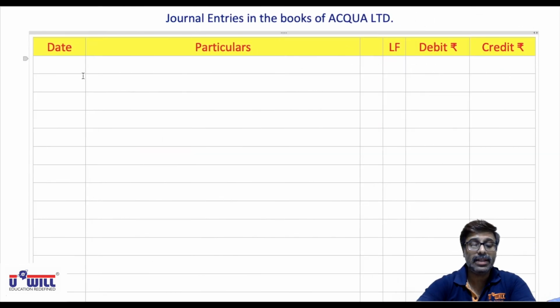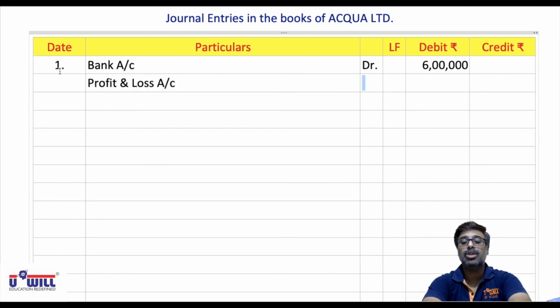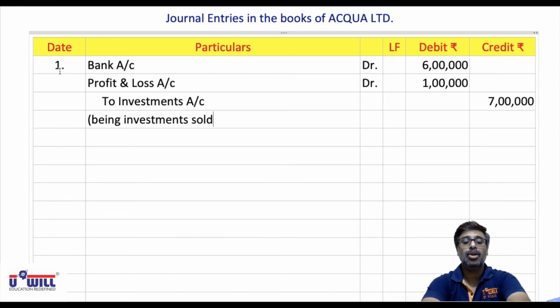I hope you all would have done with the entries. Now see the entries what are passed. First entry is for sale of assets. So here 7 lakh of investments are sold for 6 lakhs. Bank is the receiver, debit the receiver, bank account debit 6 lakhs. Then 1 lakh is our loss, debit all expenses and losses. So profit and loss account debit with the loss of 1 lakh. Investment goes out, credit what goes out, investments account credit with 7 lakhs. Being investments sold at loss.